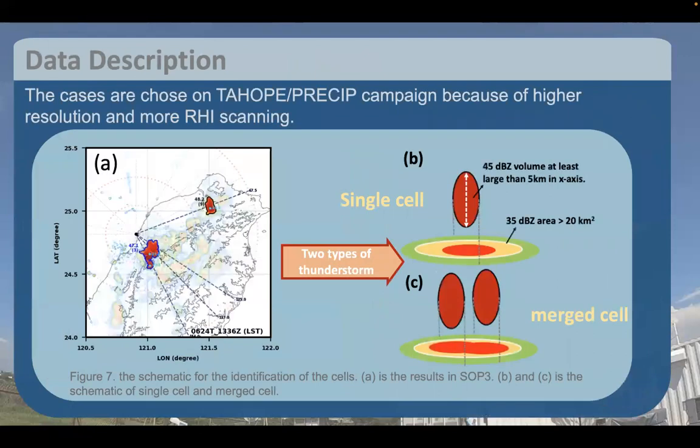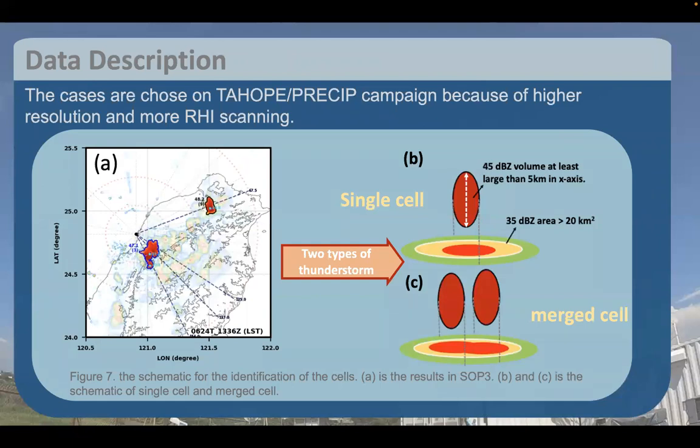So using this new technique, we can analyze the different microphysics processes in afternoon thunderstorms. For the field campaign, we chose the 2022 TAHOE and PRECIP campaign, which used the X-band radar from NCAR and can also provide high resolution.